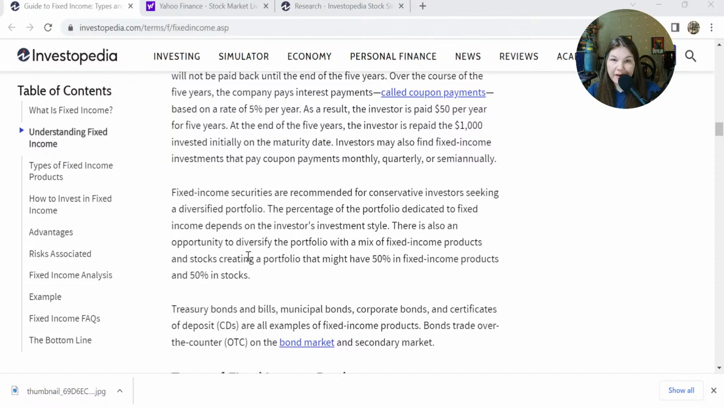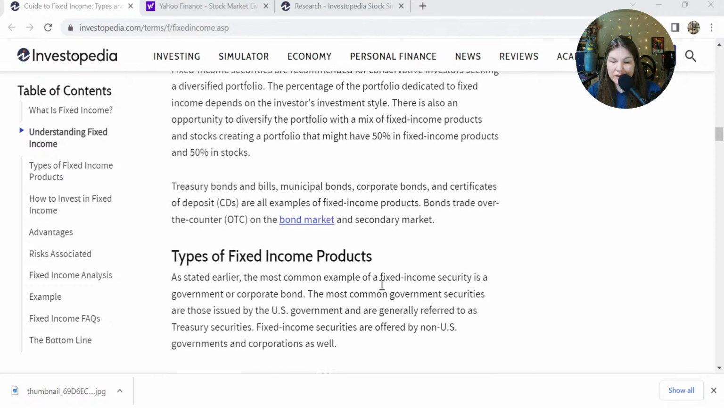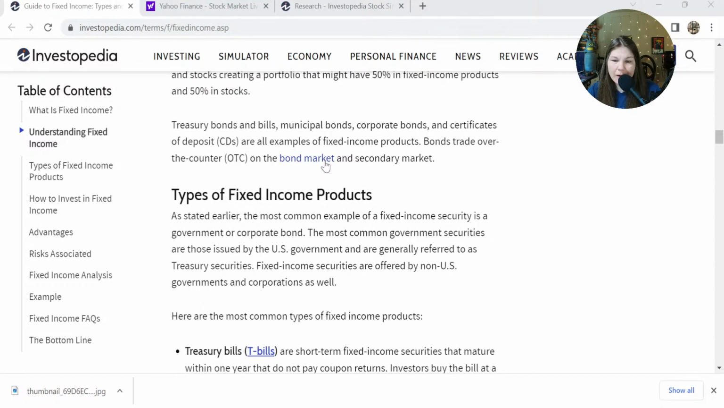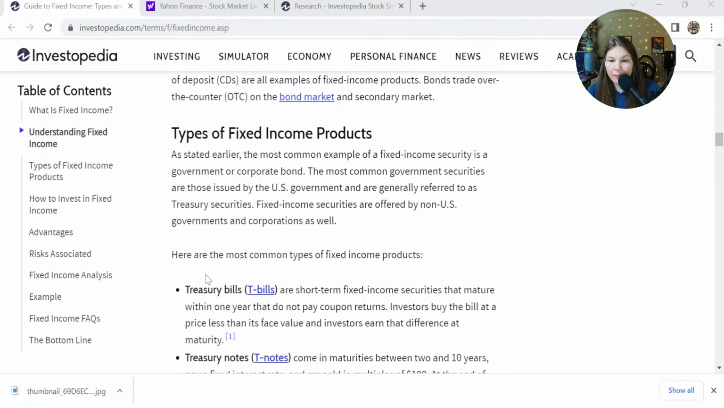There's also an opportunity to diversify the portfolio with a mix of fixed income products and stocks, creating a portfolio that might have 50% in fixed income products and 50% in stocks. Treasury bonds and bills, municipal bonds, corporate bonds, and certificates of deposit, CDs, are all examples of fixed income products. Bonds trade over the counter, the OTC, on the bond market and secondary market. Types of fixed income products.